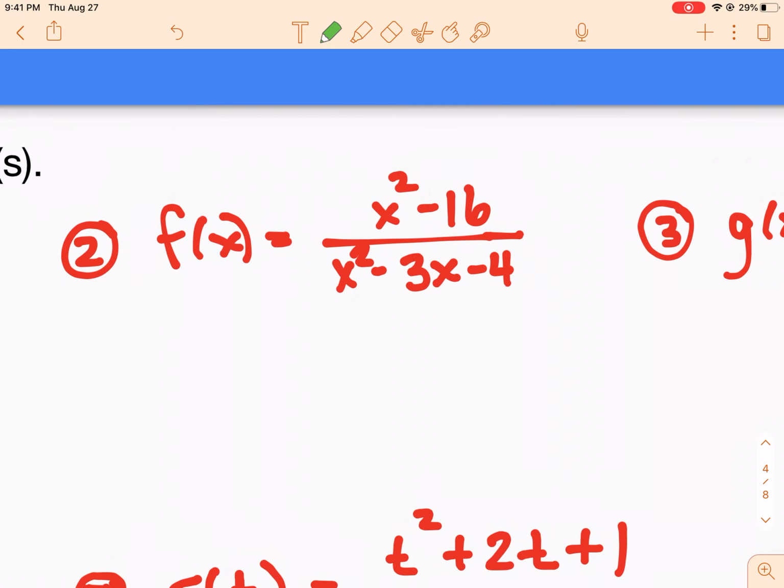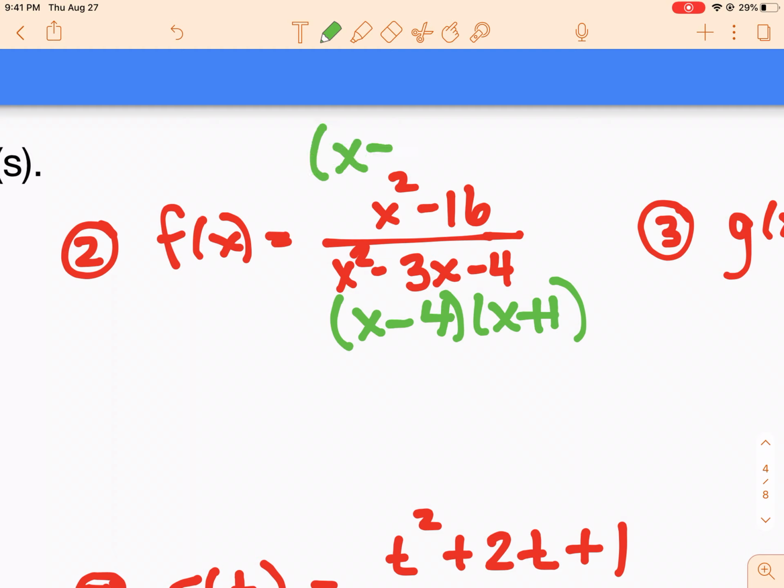In order to approach this one, we would want to factor. So I'm going to do x minus 4 and x plus 1. I'm only looking in the denominator. However, I notice that the numerator is x squared minus 16, and x squared minus 16 also factors with an x minus 4. Because that cancels, it is not a vertical asymptote. Anything that cancels is not a vertical asymptote.